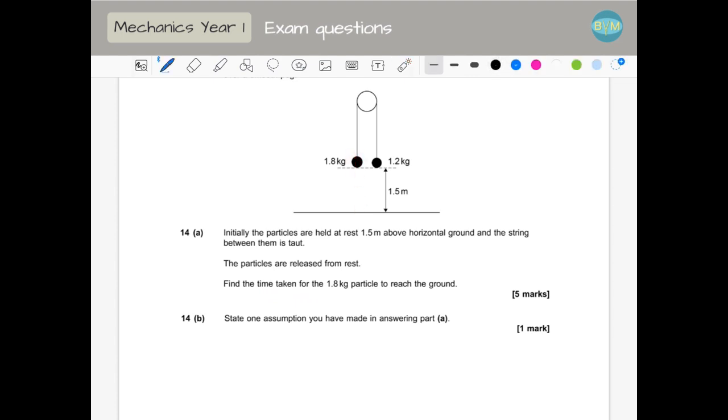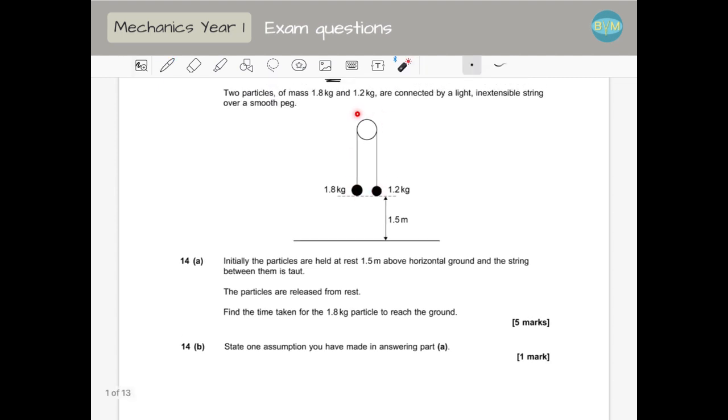So when we release from rest, this one is heavier than this one, so it's going to move this way. The pulley is moving that way. This one is moving this way with an acceleration, and this one is moving with the same acceleration but up. If we draw the forces, we have 1.8g down and tension up for this one, and the same tension up for this one, and 1.2g down.